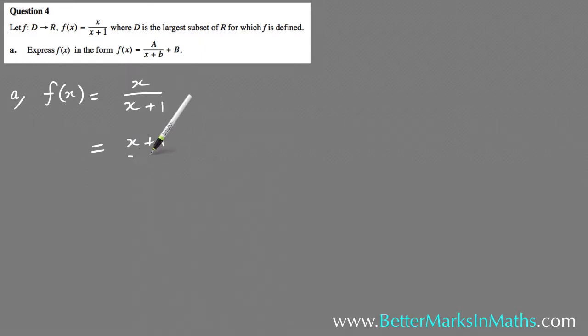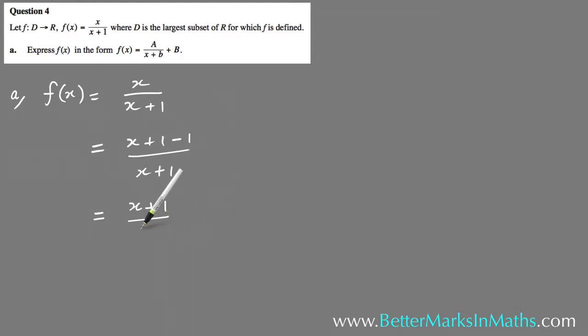So part A, express f of x in the form f of x equals a on x plus b plus capital B. There's a neat little trick so you don't have to do long division for this. The way you do it is you just make the top look like the bottom. So you go x plus 1 over x plus 1, and then to undo what you just did, you would just minus 1, and so that top is still equal to x. Then you separate this into two fractions.